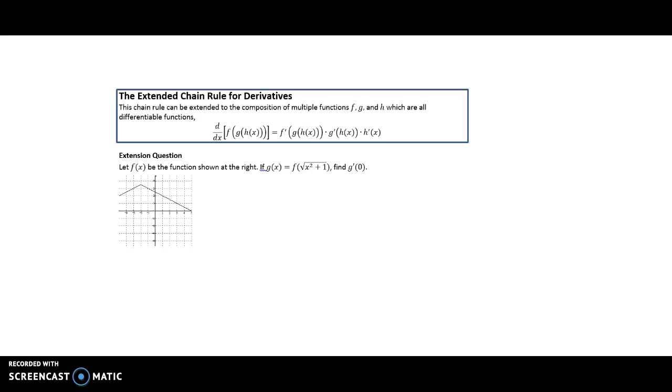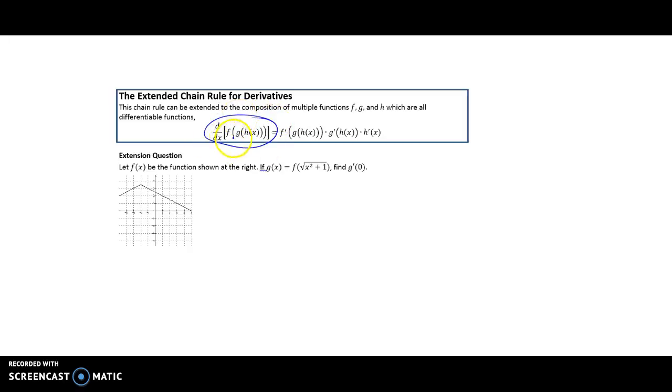All right, guys, so what's really cool is that we are actually going to get exposure to not just compositions of 2 functions, but here for the first time, the composition of 3 functions. And so what we do is call this the extended chain rule for derivatives. And what you'll notice is that the composition is just much meatier than the one that we saw before.